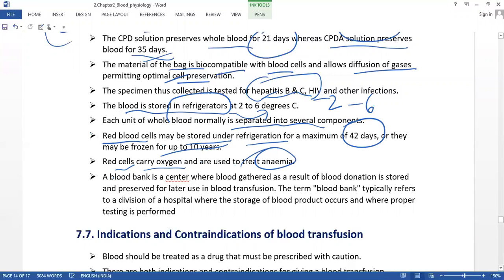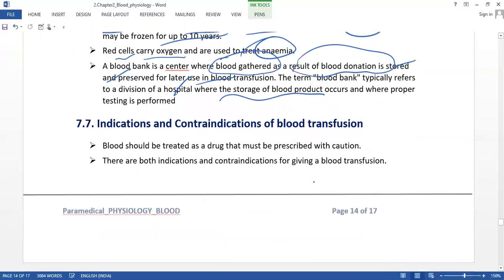So what is a blood bank? It's a center where we get the blood, right? Here the blood donation is gathered and stored, and it is preserved for later use in blood transfusion. The blood bank typically refers to a division of the hospital, divided across the hospital, east, west, north, south, where the blood products are stored, so that when there is a necessity, there will be availability.